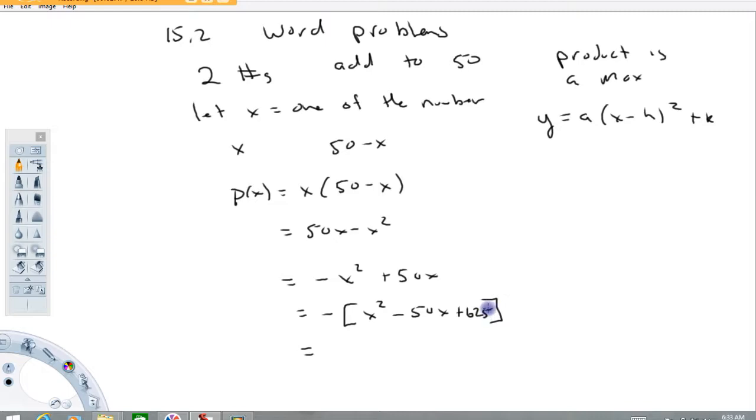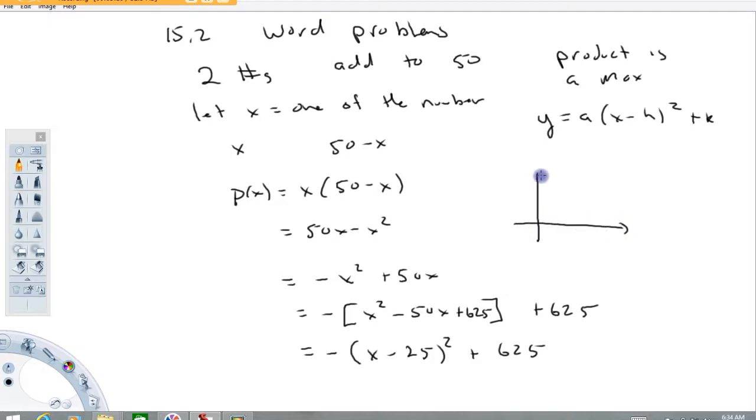Now we have to maintain equality. You notice I put a 625 here, and there's a minus sign in front of it. So what I did is added negative 625. So over here to the outside, let's put a plus 625. This now by design is x minus 25, the quantity squared, and again, plus 625.